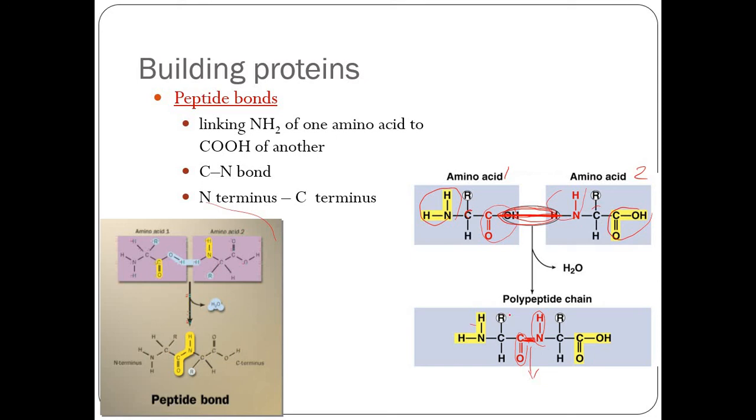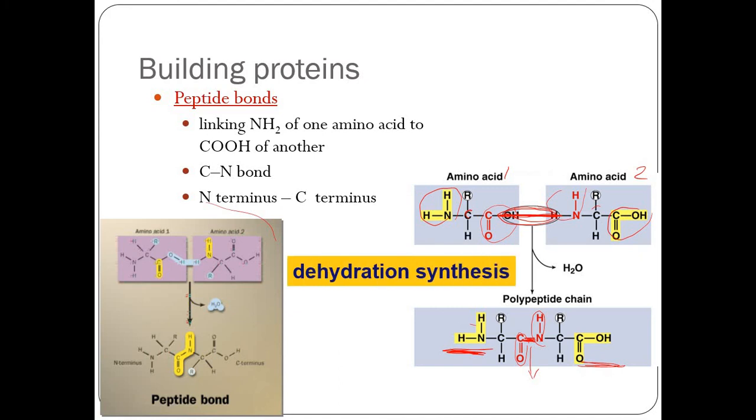And you read this amino acid. This amino acid is written from N terminus to C terminus, which means the amino group should be on the left side and the carboxyl group on the right side. Alright, that's how a polypeptide is written. So this is what you call a dehydration synthesis because you are removing water.